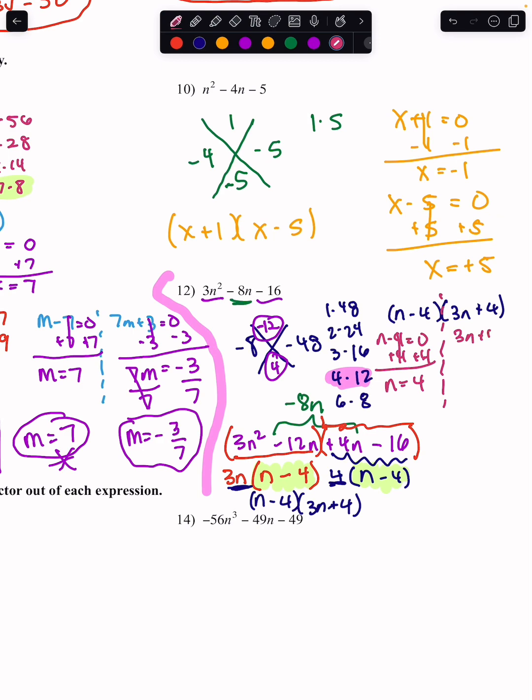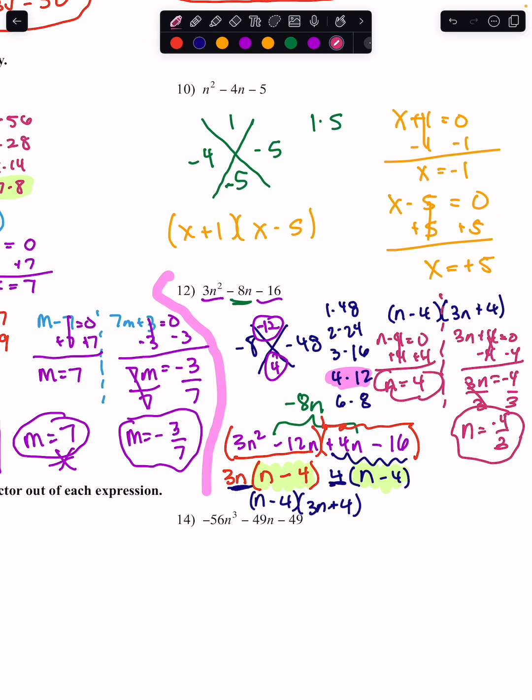And then 3n plus 4 equals 0. I'm going to subtract 4. 3n equals negative 4. Divide by 3. n equals negative 4 thirds. And negative 4. So in this example, I'm going to write it down on a separate sheet of paper.